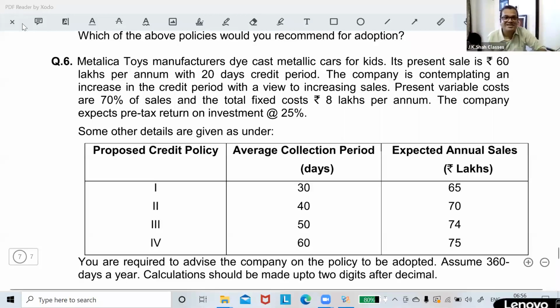Its present sale is 60 lakh per annum with 20 days credit period. The company is contemplating an increase in the credit period with a view to increasing sales. That's a normal thing, right? We all know this one. Present variable costs are 70% of sales, and the total fixed cost is also given to us. Company expects a pre-tax return of 25%. So this is nothing but COCD.